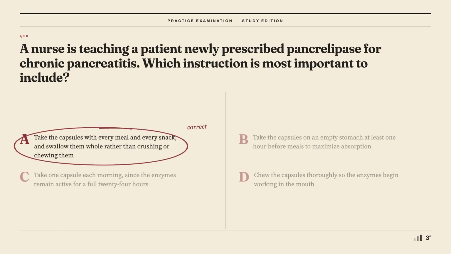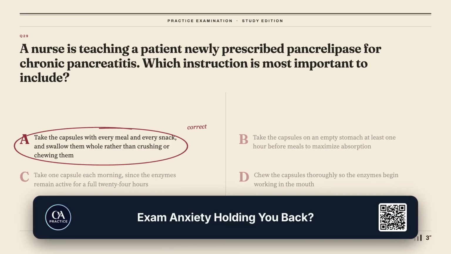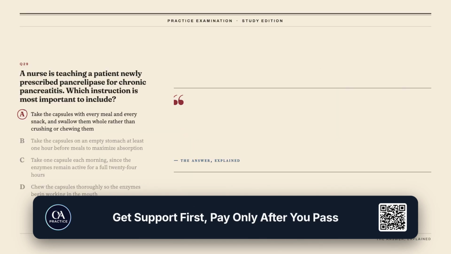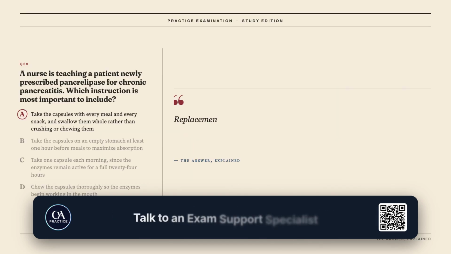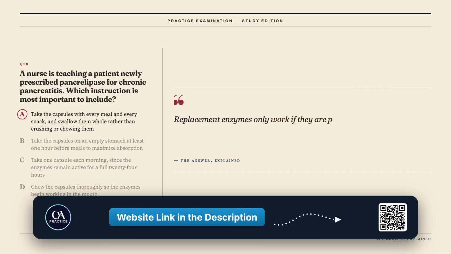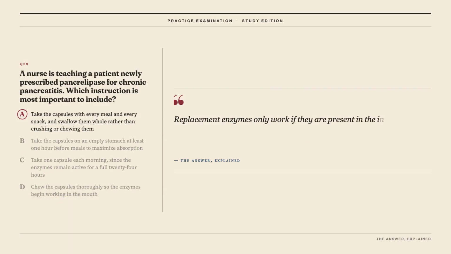The correct answer is A. Take the capsules with every meal and every snack, and swallow them whole rather than crushing or chewing them. A is correct because replacement enzymes only work if they are present in the intestine at the same time as food, which is why every meal and every snack requires a dose. The enteric coating protects the enzymes from stomach acid, so capsules must be swallowed intact.